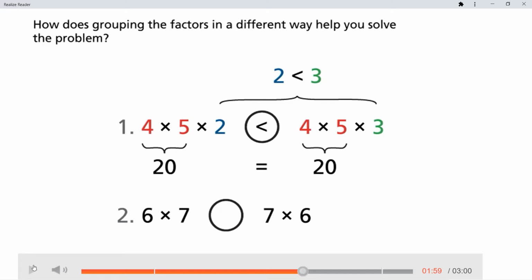Now the 4 and the 5, we can ignore those because we know those are both equal to 20. So the only factor that we have left to compare are the 2 and the 3 because those are the only ones that are different from each other. And right away, without solving, you already know 3 is greater than 2. So the second expression is greater than the first one. The first one is less than the second one.